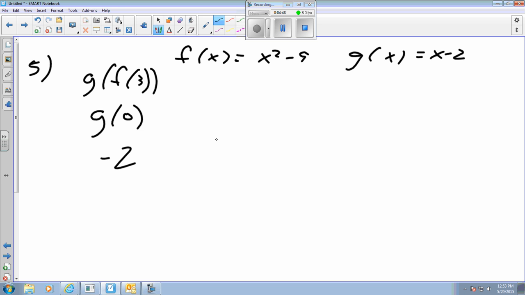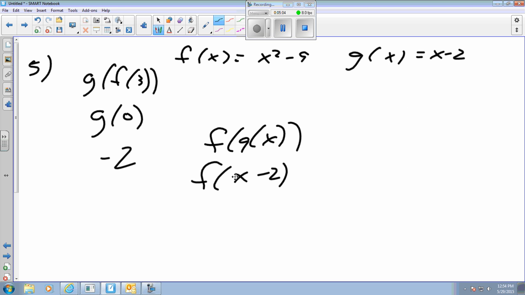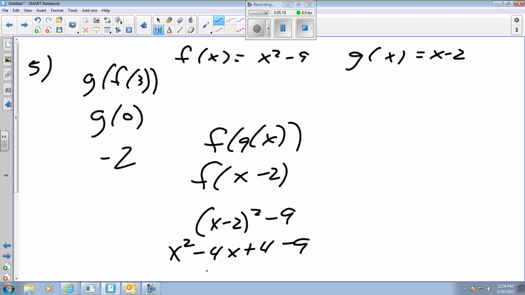Number 6. They want you to find f of g of x, not of a number, but of the function itself. So I'm going to take g of x right here, and I'm going to replace it with x minus 2, because that's what g of x is. And then I'm going to put x minus 2 where the x is in the f function. So I'm going to have x minus 2 squared minus 9. And of course, we got to FOIL that out into x squared minus 4x plus 4 minus 9. Simplify that down, I get x squared minus 4x minus 5.